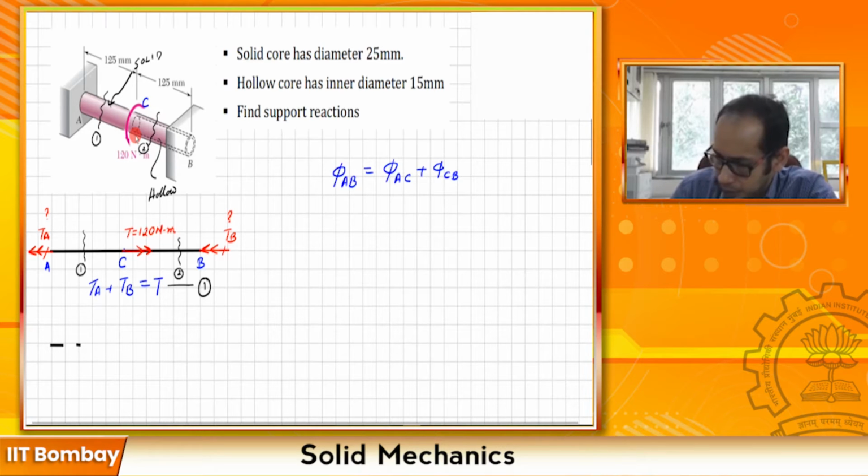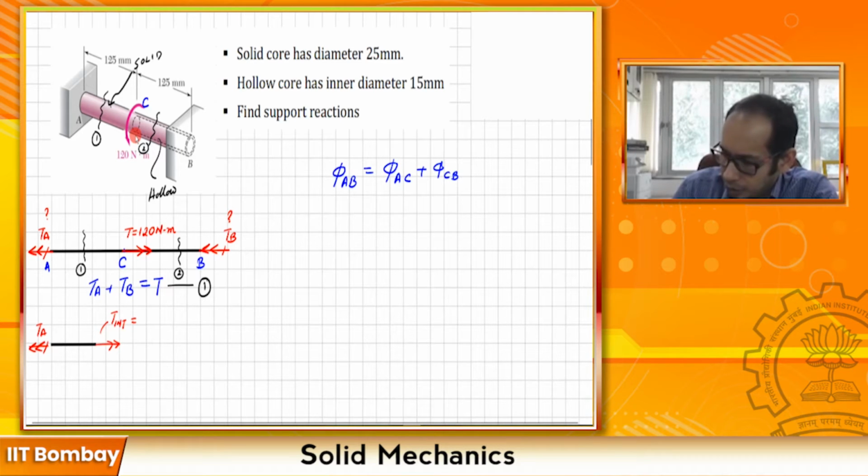I represent that as something like this, where at the left end, as you can see, I have my reaction torque TA, and at this particular end I must have an internal torque. So let's write that T internal, which is going to be equal and opposite to, sorry, this is not a reaction.